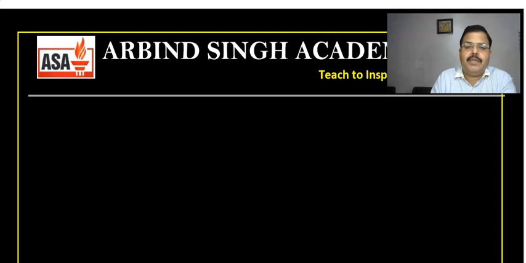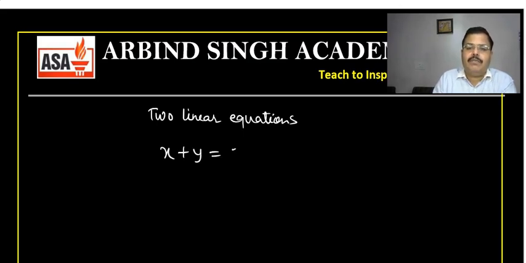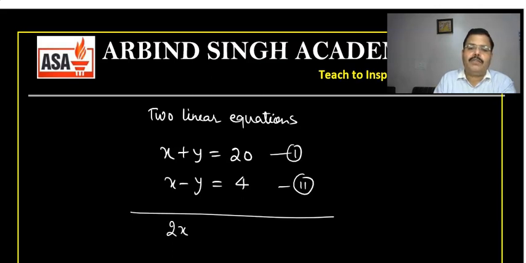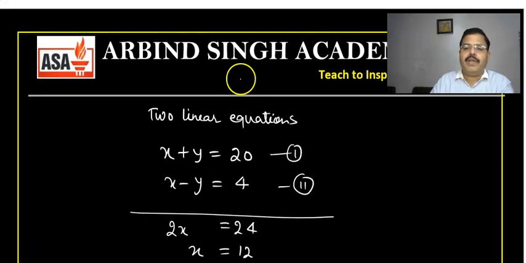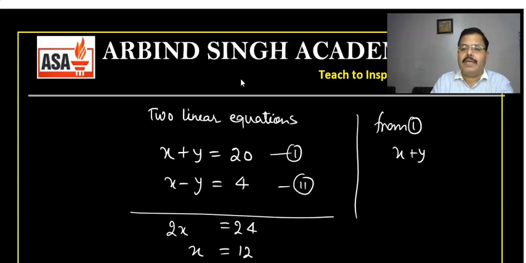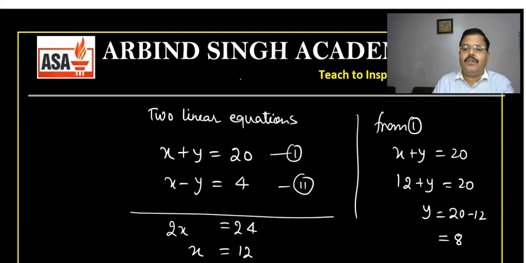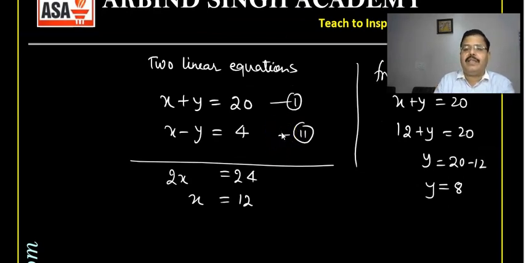So now, linear equations in two variables. If there are two linear equations, say x plus y is equal to 20 and x minus y is equal to 4. This is given. So this is equation 1 and this is equation 2. If I solve them by adding these two, then it will be 2x, y cancels, is equal to 24, and x is equal to 12. From any one of them, if I put the value of x, so from the first, x plus y is equal to 20, if I put x is equal to 12, y is equal to 20 minus 12, and that is 8. So y is equal to 8 and x is equal to 12 is the only pair of values of x and y which will satisfy both the equations.